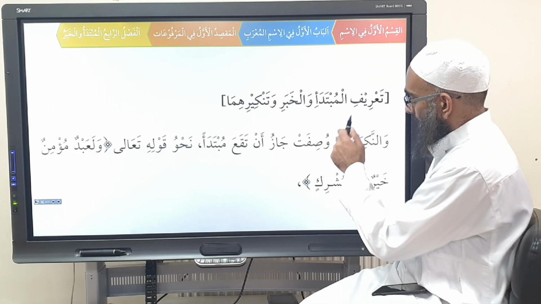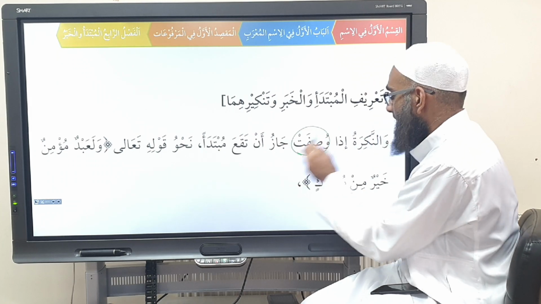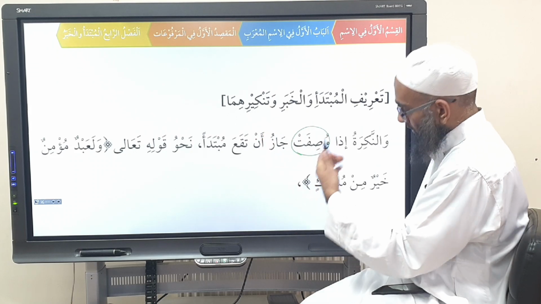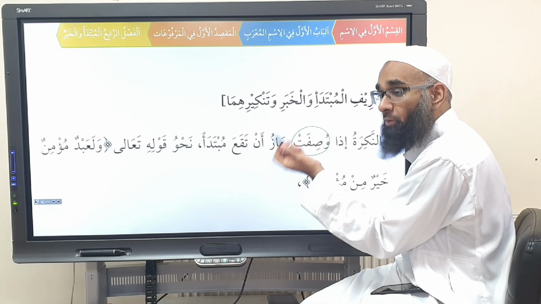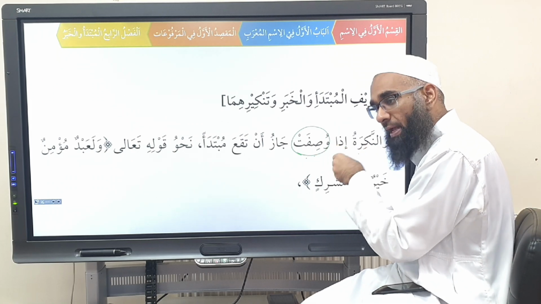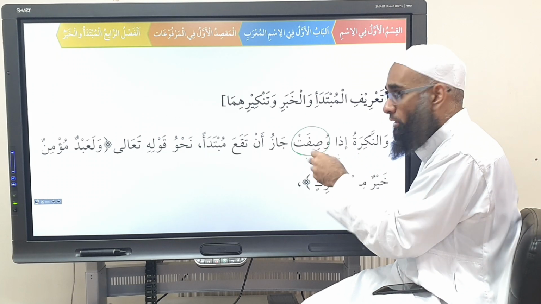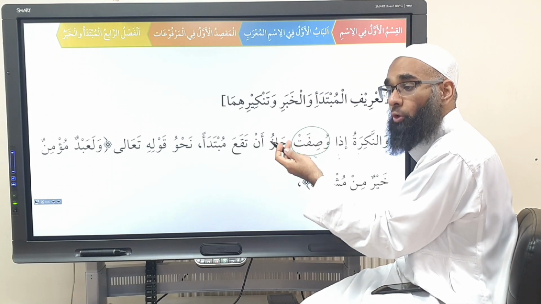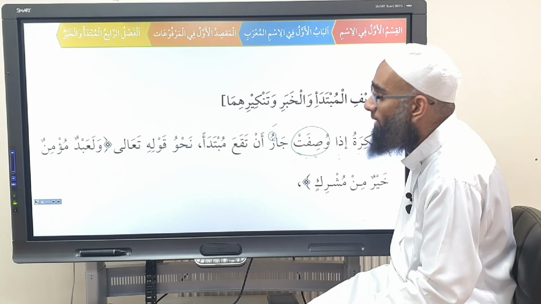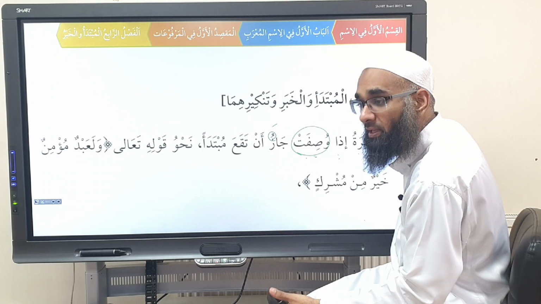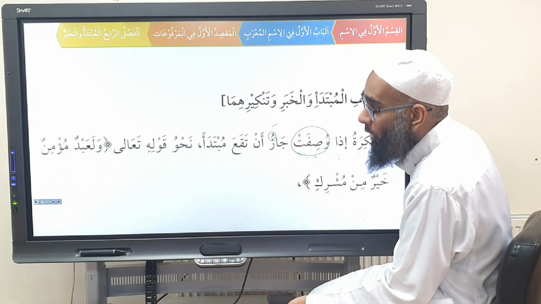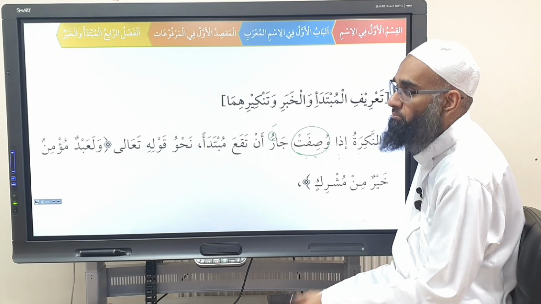Okay, so what they're saying here: when you describe a nakira, idha wasifat, wasafa yasifu, to describe, meaning you bring a sifa. So when you make a nakira mawsufa, a nakira word, when it is described, when a nakira word has a na't, jaza an taqa'a mubtada'an, it is permissible for it to be mubtada. Like Allah subhanahu wa ta'ala saying, وَلَعَبْدٌ مُؤْمِنٌ خَيْرٌ مِّن مُشْرِكٍ.